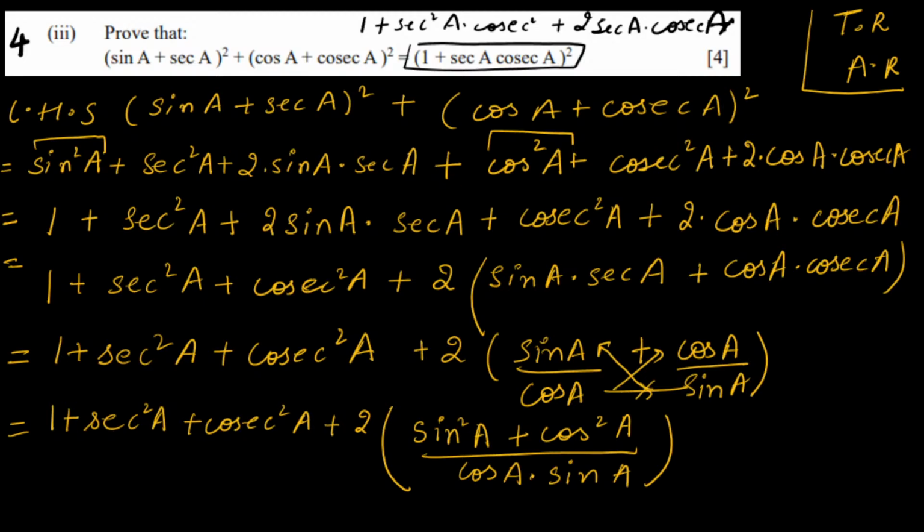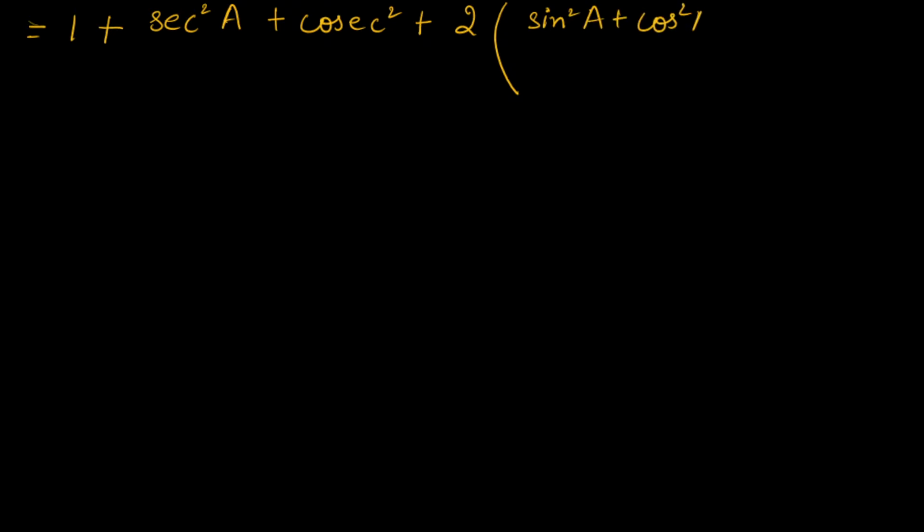Next, what can we do? Again, let it be like this: 1 plus secant square A plus cosecant square A plus 2 into, here we got, sine square A plus cos square A by cos A into sine A, or sine A into cos A, same thing. Yes, so this will become a square relation. Here we can use it. This thing is actually equal to 1.